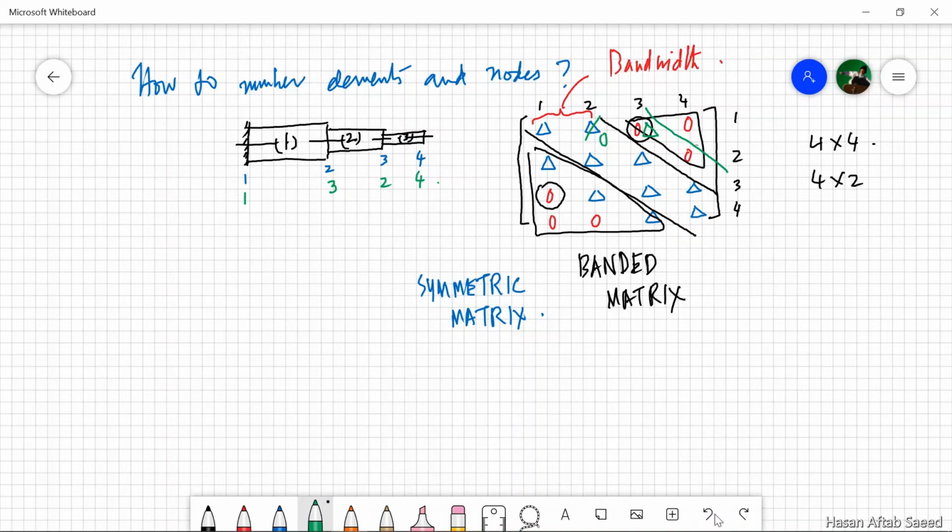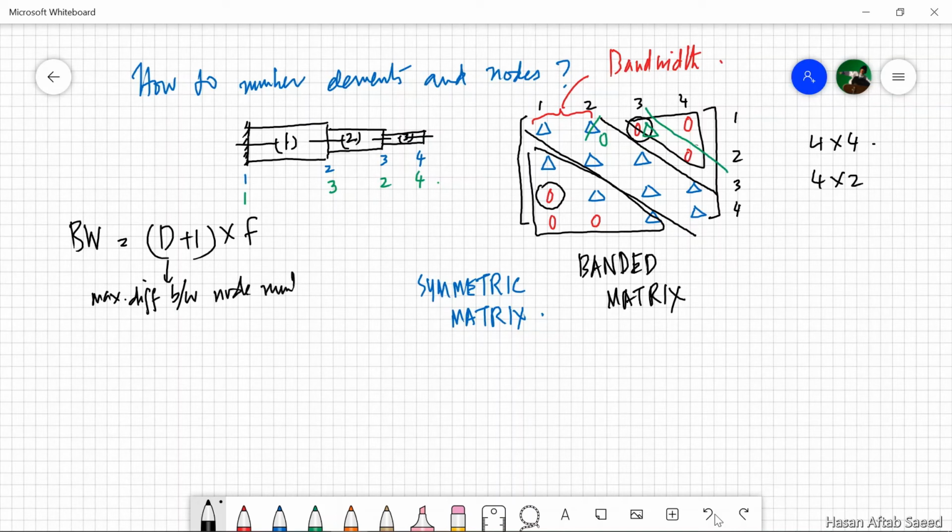Now we have a formula for the calculation of bandwidth, and that is (d plus 1) into f, where d is the maximum difference between node numbers in one element, and f is the dimensionality of the problem. This is a 1D problem, which means 1 degree of freedom associated with one node. If it's a 2D problem, it will become 2, and we'll see those later on.